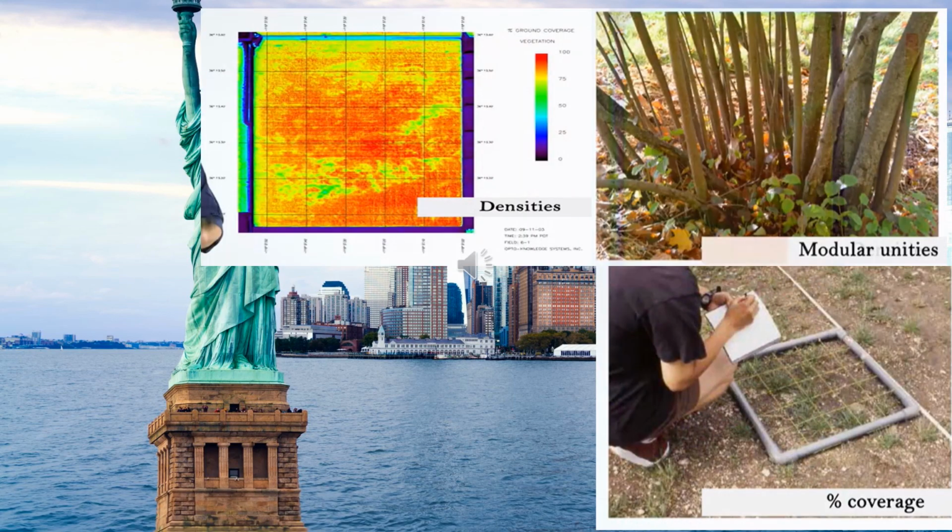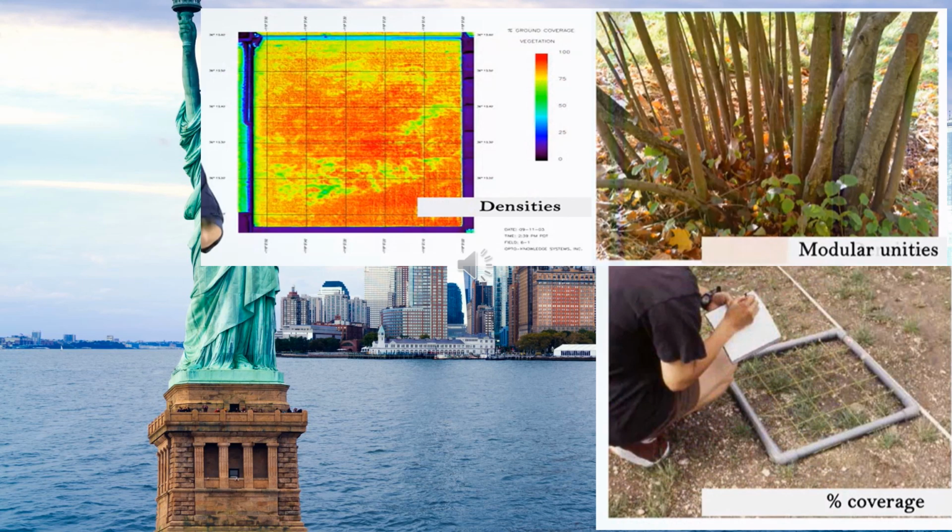So, in this case, we count, for instance, the modular units or densities instead of individuals, or biomass, or for instance the percentage of coverage. We can use squares, we can use different sampling techniques. In any case, we need a surrogate of abundance to account for the difference in biodiversity between different samples.